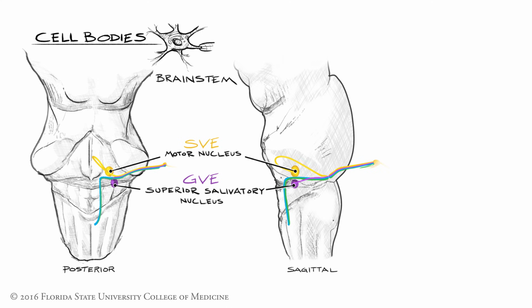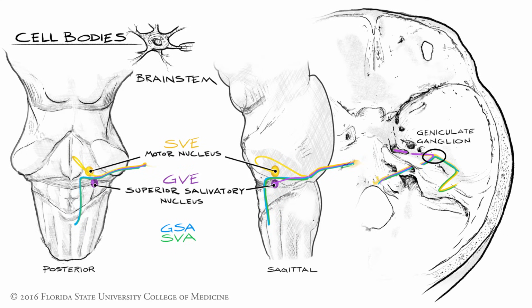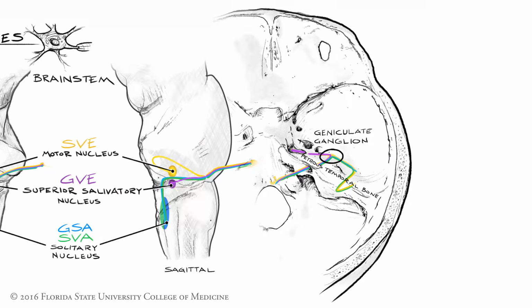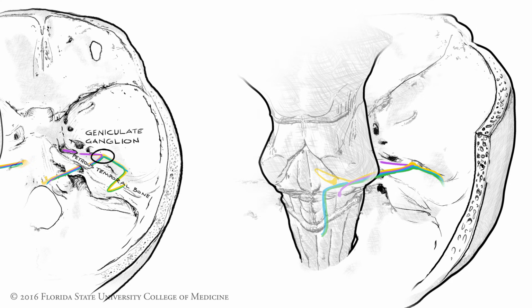Finally, the cell bodies of the GSA and SVA neurons are located in the geniculate ganglion, which is positioned deep within the petrous part of the temporal bone. These sensory neurons send their proximal process to the solitary nucleus in the brainstem. All of these different components of the facial nerve come together at the brainstem, and together they enter the skull at the internal acoustic meatus.